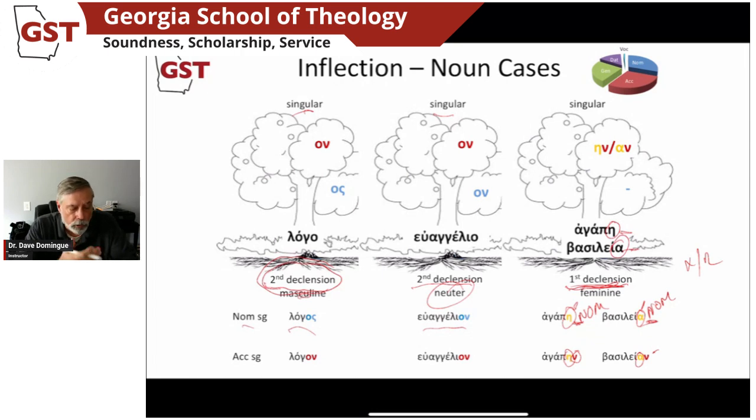And again, agape, love, is a feminine word. Basileia, kingdom, is a feminine word. And basileia will always be feminine. It can never be masculine. It can never be neuter. Agape, love, is always feminine. It can never be masculine, never neuter. And it will always follow a first declension pattern because it's feminine.